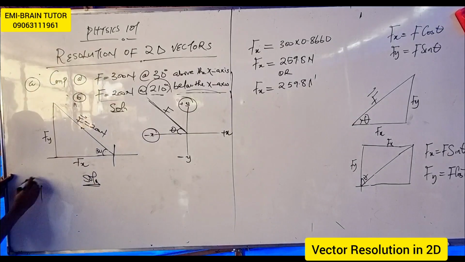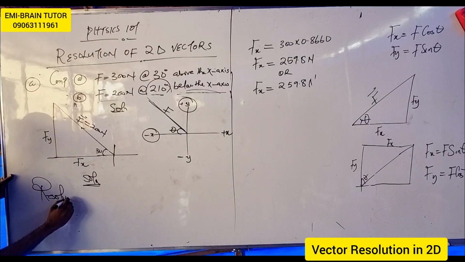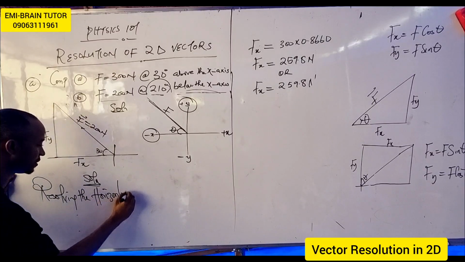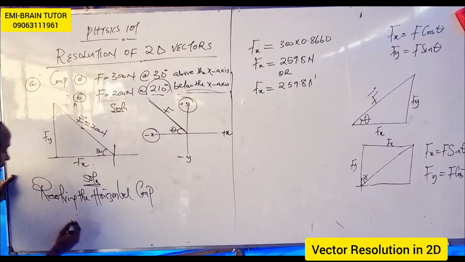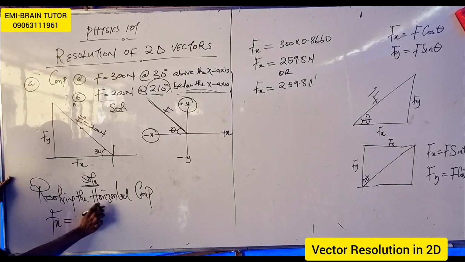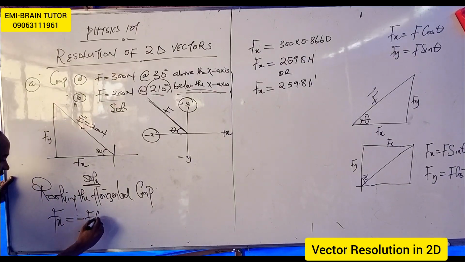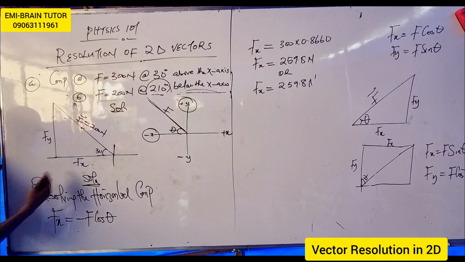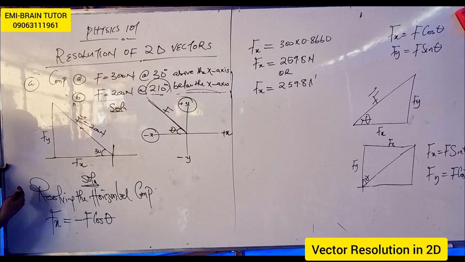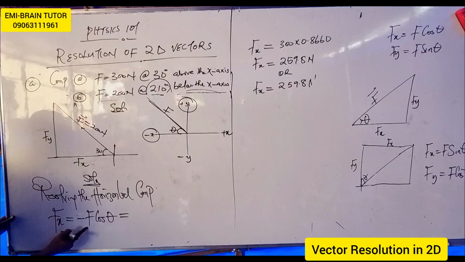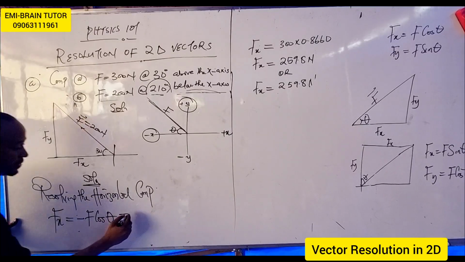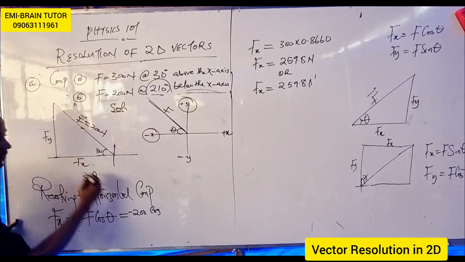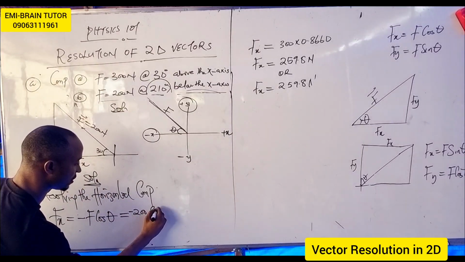Now watch. Let's resolve. Resolving the horizontal component, that is Fx. What do you say it is again? Minus F cos theta. Hope you know why it's minus now. It's not a new thing, right? It's along the negative axis. Let's go. What do you say is our F here? 200. Minus 200 cos 30.